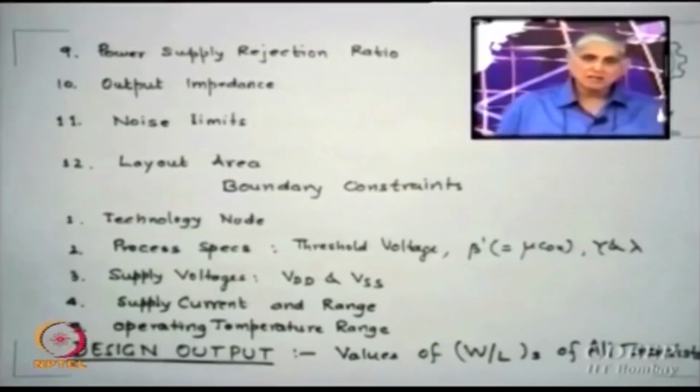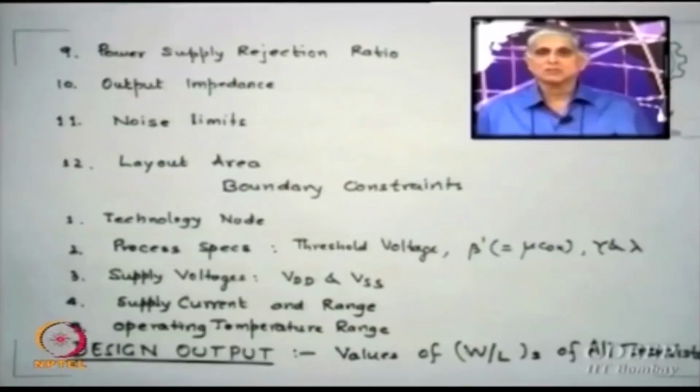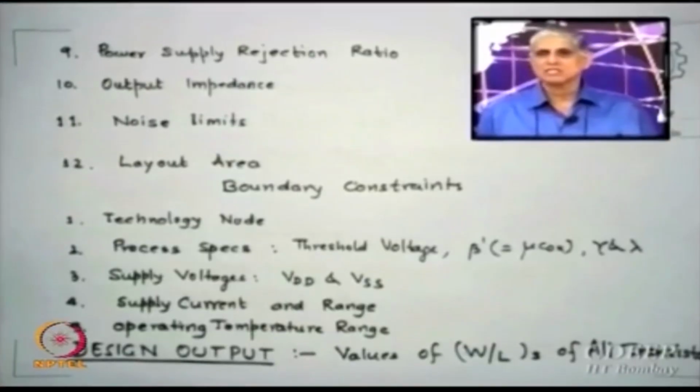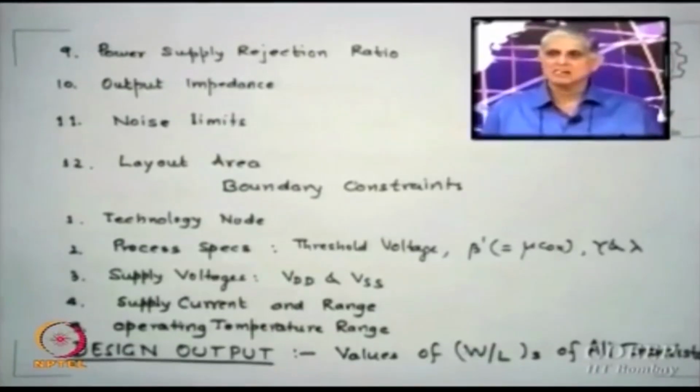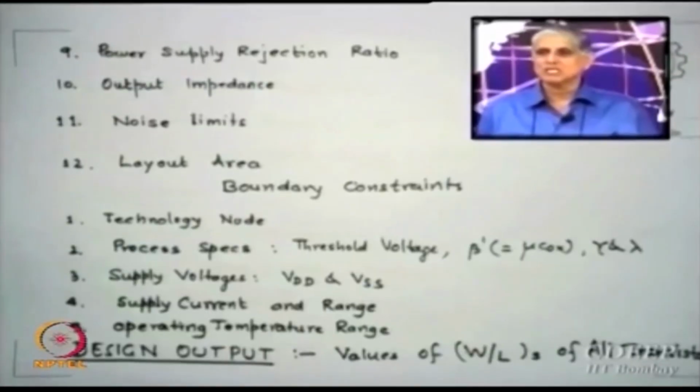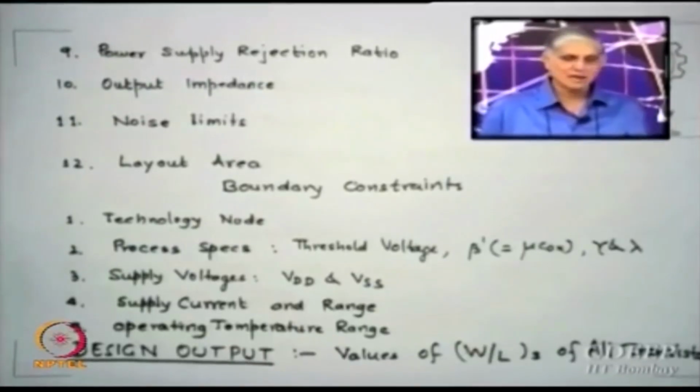Supply current and the range. There is a maximum current which the chip can use, because beyond that it will start heating. So the maximum current is also sometimes provided, which is not the current you will use in any analysis, but it should never exceed that value. Okay, so it's called supply current.